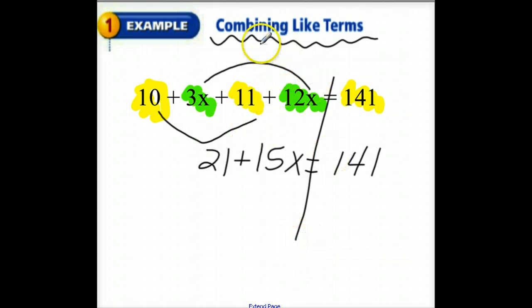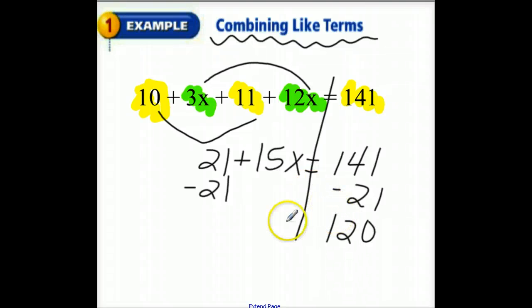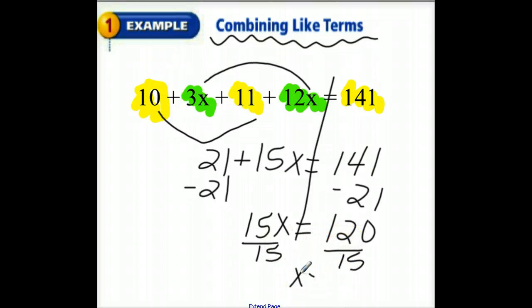So the first step was combining like terms. Now it looks like an example from our last lesson. First, get rid of the constant. So I'm going to subtract 21 from both sides. When I do that, 141 minus 21 is 120. On the left hand of my equal sign, I still have my 15x. To get rid of that coefficient, I'm dividing by 15. And when I divide by 15, I come up with x equals 8. So there was a multi-step equation.